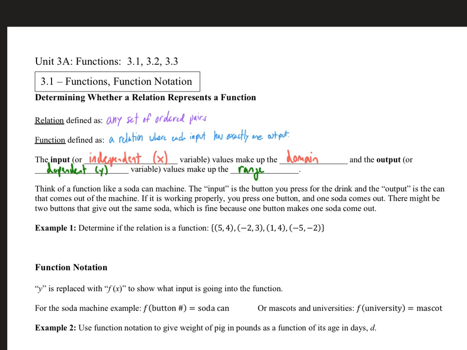Where things go wrong is if when you hit the Pepsi button, one time a Pepsi comes out, and another time a Coke comes out, right? You wouldn't be very happy. So if one input could give you two different outputs, that would be something that's not functioning.